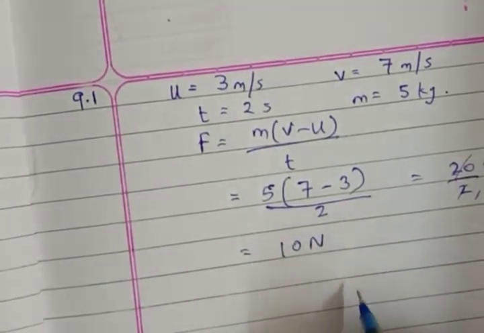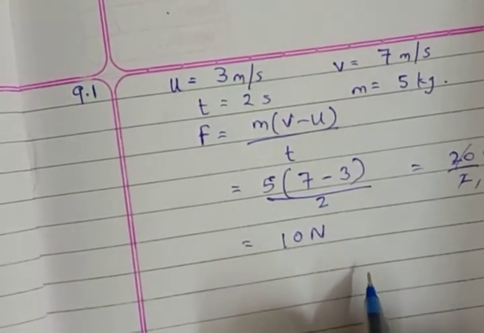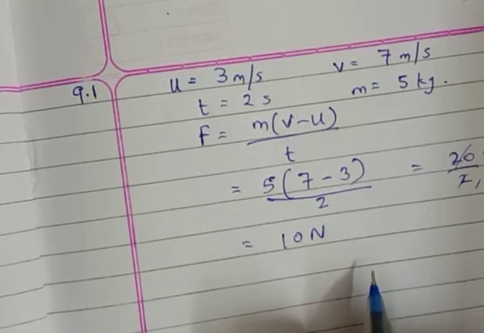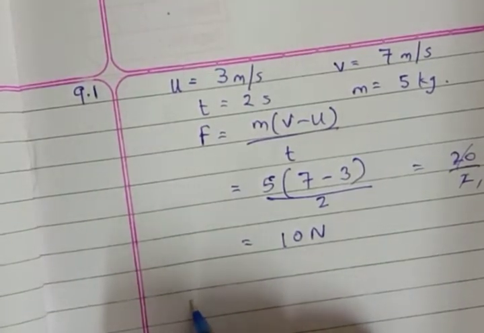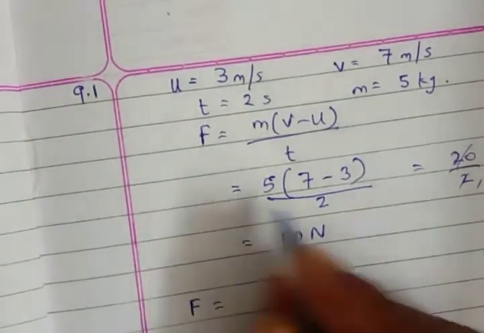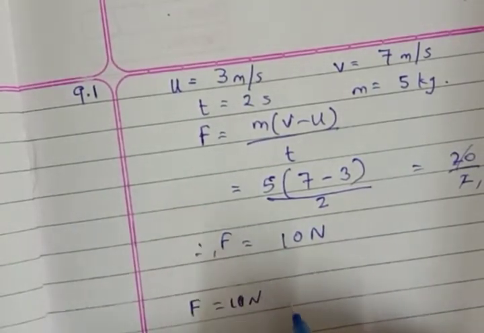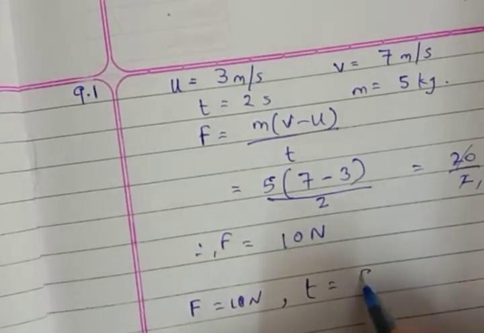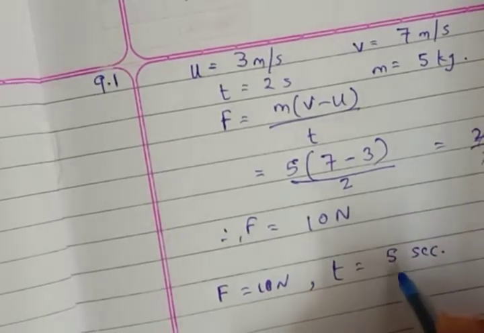Now this force is applied continuously, right? For how much time period? For 5 seconds. This is the second part of the question. So here whatever is given, write it down. Now we have found out the value of F. F is 10 Newton. The time t is 5 seconds, right? And the rest all remain the same.